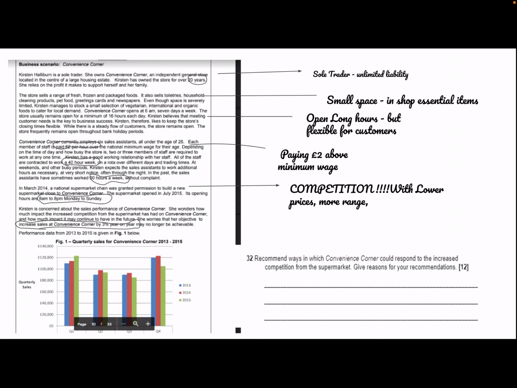And it says in the last line there, she worries that her objective to increase sales at the convenience corner by 3% year on year may no longer be achievable. And yes, she has cause for concern. That is a big worry for any business. Although we haven't seen the rest of the paper, you can guarantee there are going to be questions around the sales figures for this business. They've given us a graph there, so you can guarantee there will be some questions about her financial performance between 2013 and 2015.